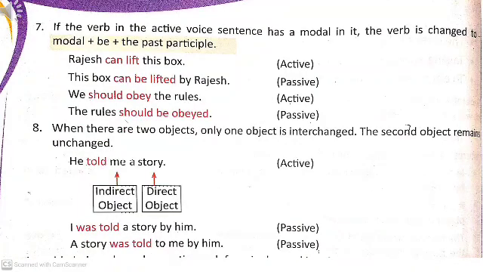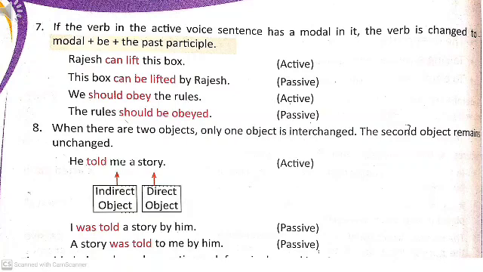Rule is, if the verb in the active voice sentence has a modal, then the verb is changed into modal plus be plus third form of verb. For example, Rajesh can lift this box. In this sentence, can is modal, and in passive voice it will be changed into this box can be lifted. After can we will add be, then third form of verb. This box can be lifted by Rajesh.